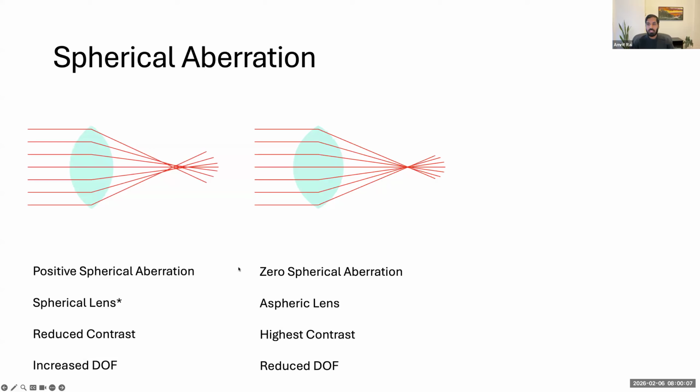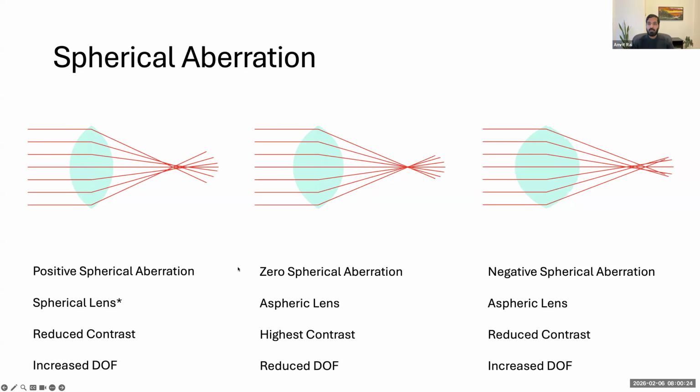If we flatten the peripheral lens sufficiently, we can get an aspheric lens with 0 spherical aberration. All of the light rays focus to a single point. This provides the highest contrast images, but it does reduce our depth of field. And this is only possible with an aspheric lens. If we kept going and flattened the peripheral lens further, we can get negative spherical aberration, where the central light rays focus anterior to the peripheral light rays. Similar to positive spherical aberration, these lenses will have increased depth of field, but at the cost of reduced contrast.